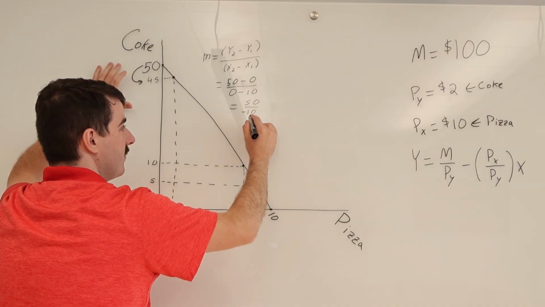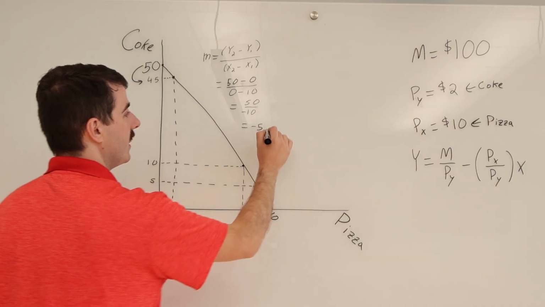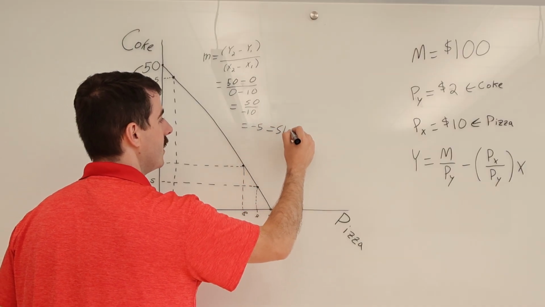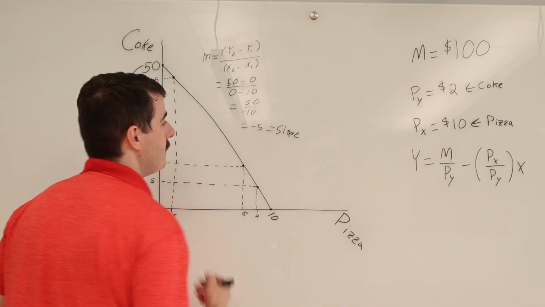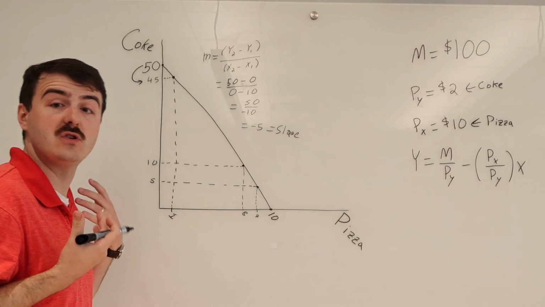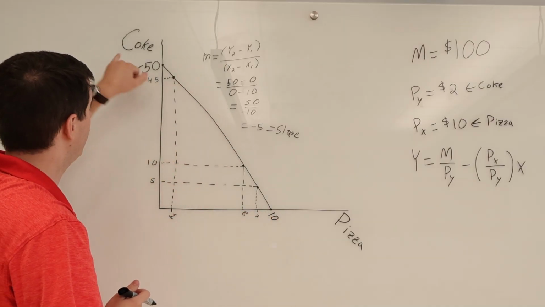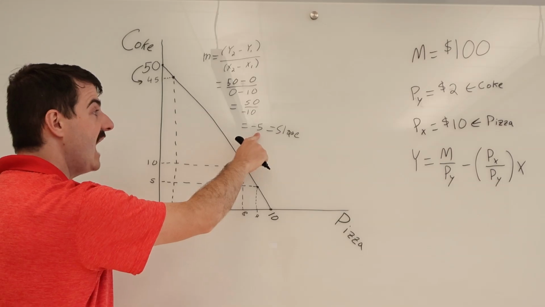50 over negative 10 is going to be negative 5. Our slope is -5. Well, what does that mean? Well, the negative is just telling you that there's a trade-off. If you want more pizza, you have to give up Cokes. So what's the 5 telling you?